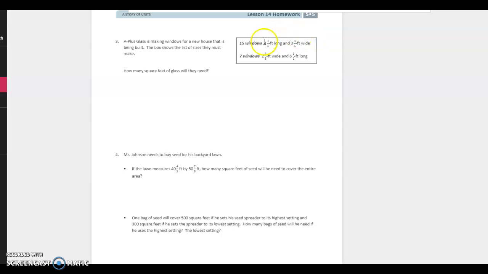Well, here is each window size. There's 15 windows in this size, and there's 7 windows in this size. Same thing we've been doing, guys. You need to take each measurement, length times width, find that area, and then we have to do something. We're going to either add, subtract, multiply, or divide by 15 to figure out the total area of all of these windows. Do the same step with this one.